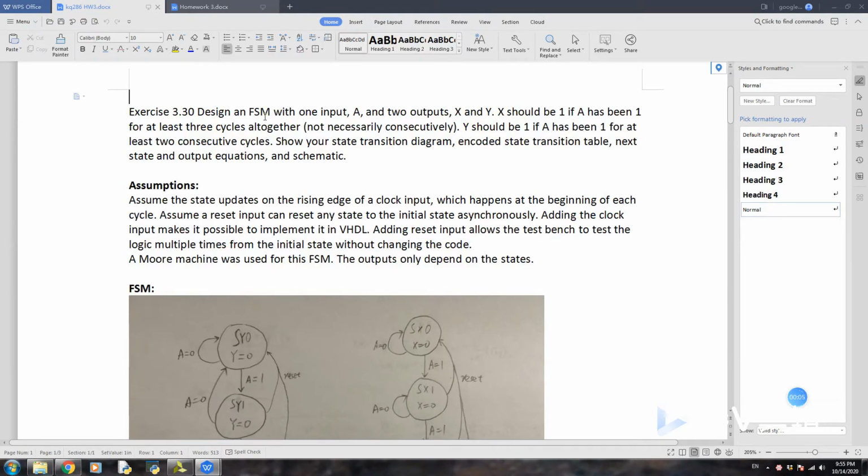Here's the question I chose. There's one input A and two outputs X and Y. X should be 1 if A has been 1 for at least 3 cycles altogether. Y should be 1 if A has been 1 for at least 2 consecutive cycles.